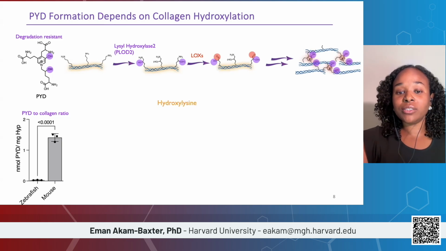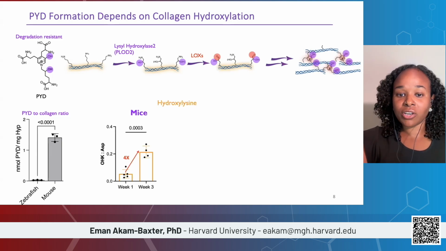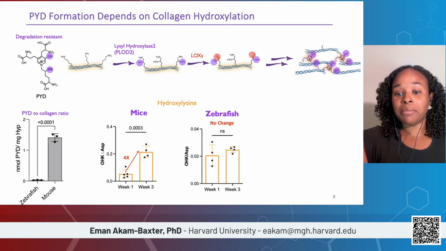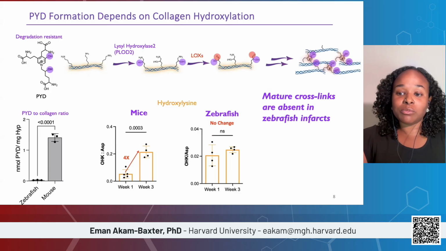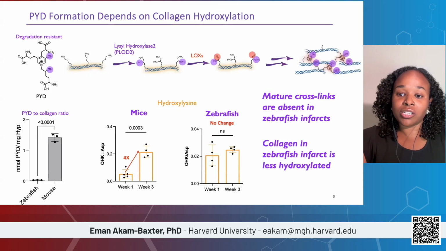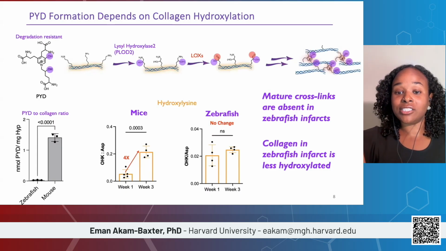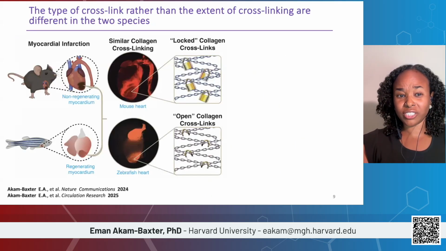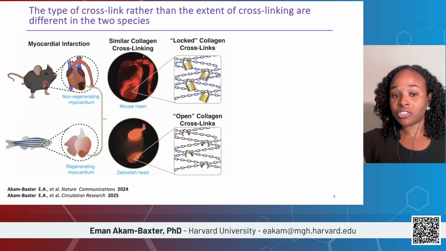And so when we looked at the degree of hydroxylation of collagen, we saw that the mice have a highly hydroxylated collagen, but the zebrafish does not. And so it turns out that these mature collagen cross-links are absent in the zebrafish infarcts, and that's because collagen in zebrafish infarct is less hydroxylated. So if you take one thing away from this talk, it's that it's not the degree of collagen cross-linking that dictates scar tissue resorption. It's really the type of collagen cross-link.